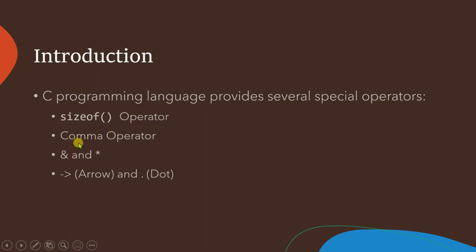In the second category we will discuss the comma operator, and then the AND operator and the star operator, ampersand and star. These will be used in the pointer concept, so we will not discuss them here, but I will obviously tell you the names of these two operators. And another two operators are called the arrow and dot operators, which are used for accessing the members of a structure. Structure is a separate concept in C, so there we will discuss these operators. Okay, so let us take a smaller overview of these operators, then we will discuss the sizeof and comma operators more elaborately with some programming examples.